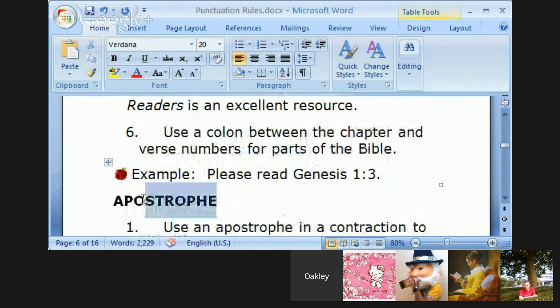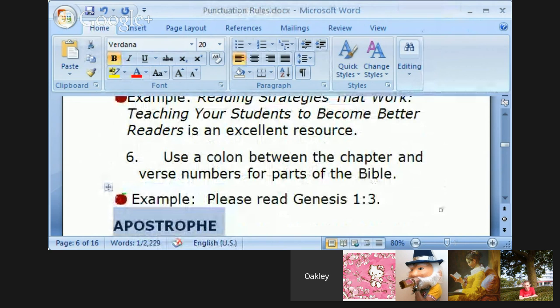Okay, on to apostrophe. All right, how about this one, Eliza? Do you know a circumstance where you would use an apostrophe? When I say something that the other people said. Example, Oakley said. The phrase. Right, a quote, in other words, is what you're talking about.